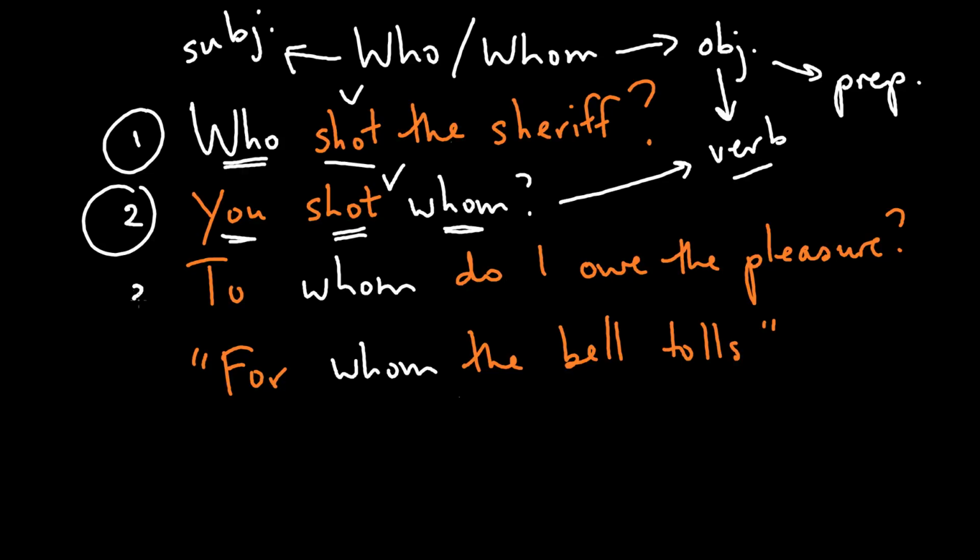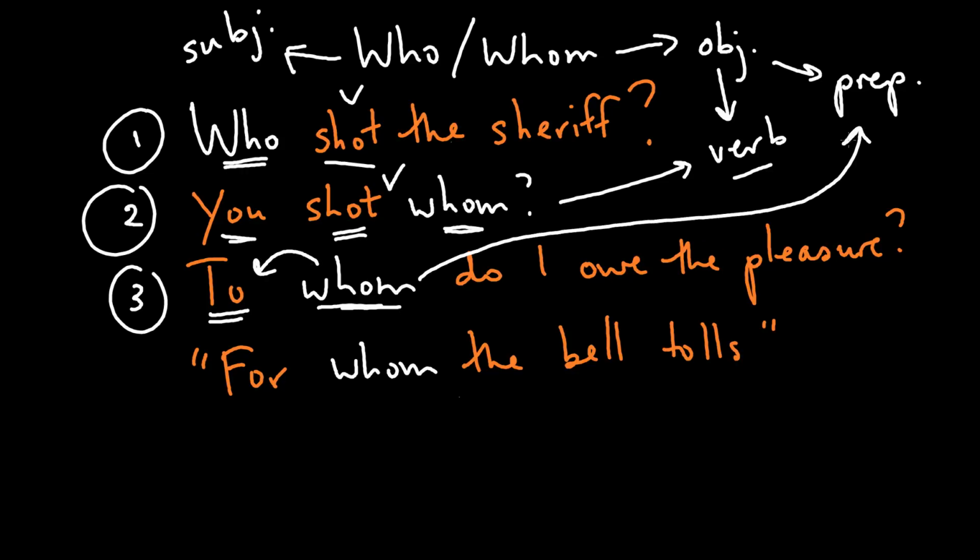In the third place, we have to whom do I owe the pleasure? And here we have a preposition, to, and then whom is the object of the preposition. Okay, so this is our other example here, where whom can be the object of the preposition. So that's the basic distinction then.